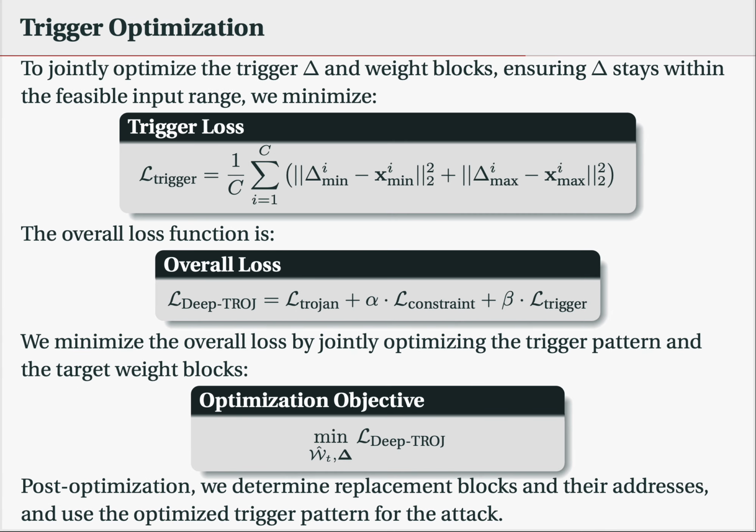The next strategy is the trigger optimization strategy. Here we jointly optimize the trigger and weight blocks while ensuring that the trigger stays within the feasible input range. We do this by minimizing the defined trigger loss. Thus, the overall loss function becomes as follows. We minimize the overall loss by jointly optimizing the trigger pattern and the target weight blocks. After optimization, we determine the replacement blocks and their addresses and use the optimized trigger pattern to carry out the attack.